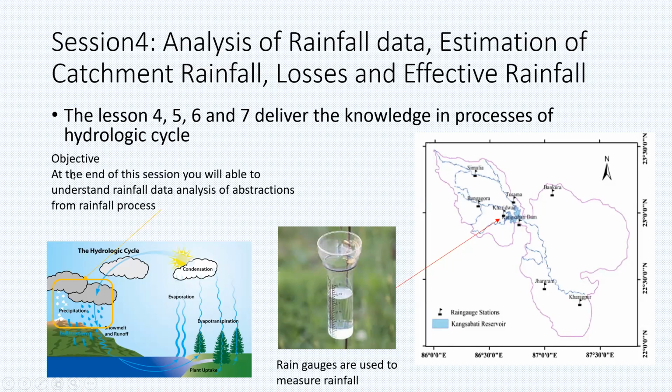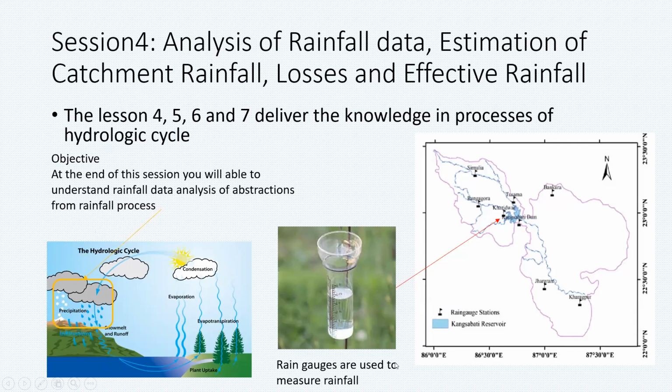The objective of this session: at the end of this session, you will be able to understand rainfall data analysis of abstractions from rainfall processes. Now, let us talk about the hydrological cycle. In this session, especially under session 4, we will be concentrating on the aspects of precipitation. You can see it is covered here.